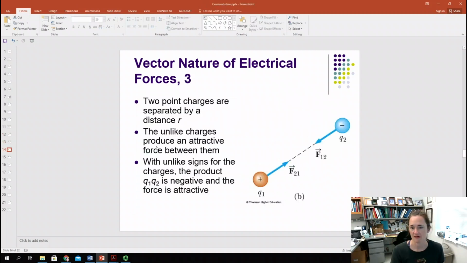We also have the attractive force indicated here, so you have a positive charge and a negative charge. It's still along the line connecting the two charges, but now the force vectors are pointing in towards one another, okay? So F21 points kind of up and to the right on that positive charge towards Q2, right? And then the force on charge 2 points down and to the left towards charge Q1.